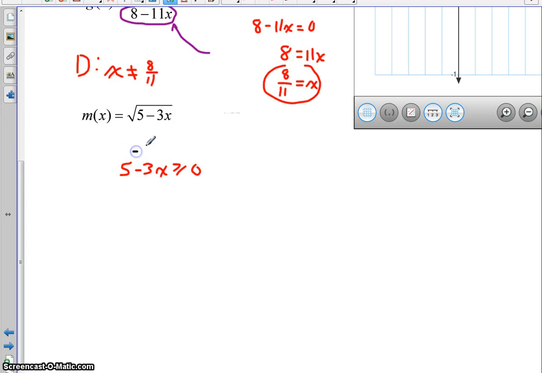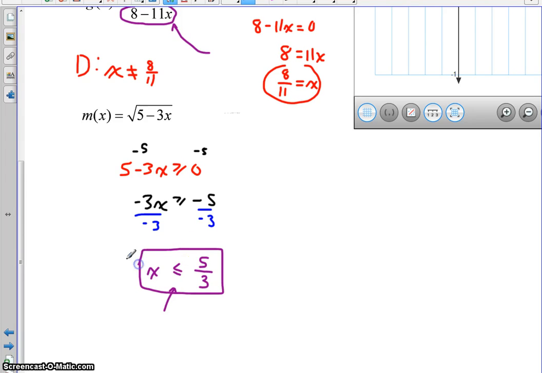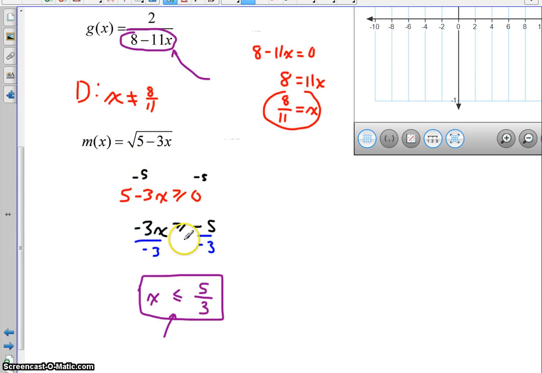So what I'm going to do here is subtract 5 from both sides. So I get negative 3x is greater than or equal to negative 5. Okay, and then I'm simply just going to divide both sides of the equation by negative 3. And remember that I'm going to have 5 over 3 over here. X is isolated. But anytime I divide by a negative, or multiply by a negative when I'm solving an inequality, the direction of the inequality changes. So it's going to be x is less than or equal to 5 over 3. So any x value exists in this function as long as it's less than or equal to 5 over 3.